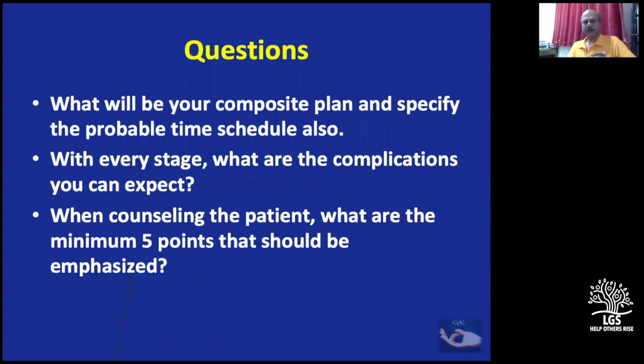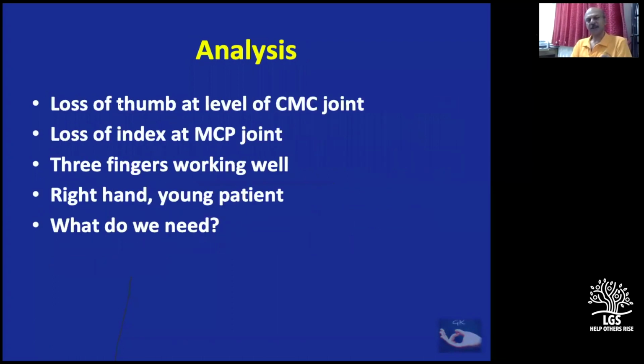Now, this is an amputation of the thumb. And as you know, the function of this hand is affected by about 40%. There is a 40% deficit in the function. So now when you analyze this problem, there are certain basic things that we need to see. First is, there is a loss of thumb at the level of the CMC joint that we could see from the X-ray also. Second, there is a loss of index at the metacarpophalangeal joint of the thumb.